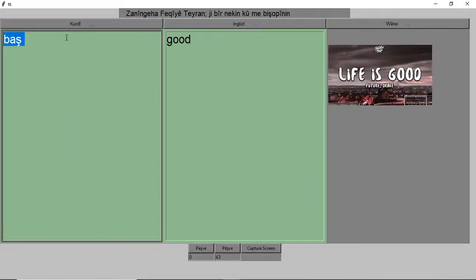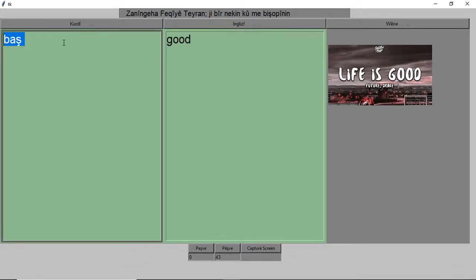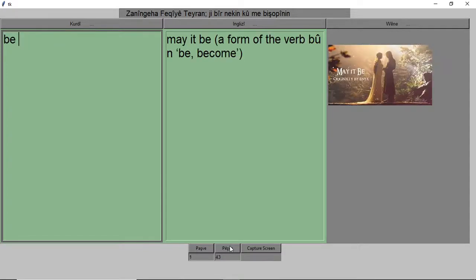Today we are going to learn some more words, 43 words. So let's start. Bash, good. Be, made be. A form of the verb bu, be, become.